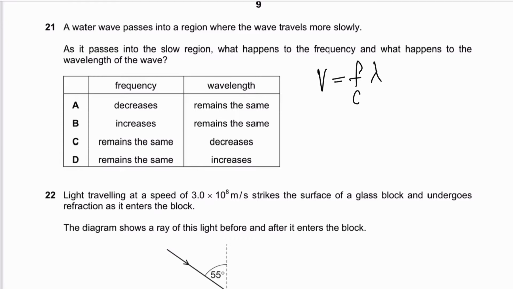Now, it moves into a region where the speed reduces. Speed and wavelength are both, what? They're directly proportional. So if speed decreases, wavelength will also decrease. They're both going to decrease, and frequency stays constant. So frequency remains the same and wavelength decreases. So the answer is C.